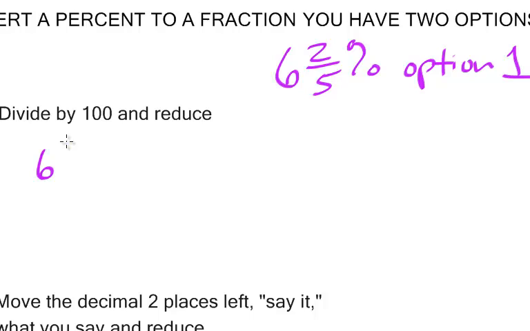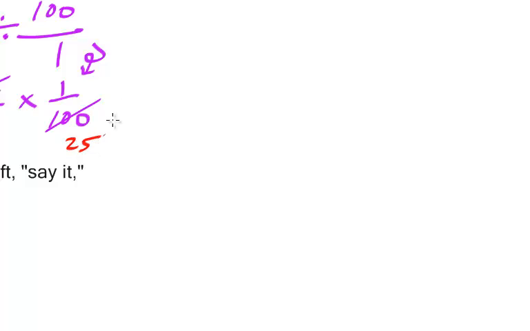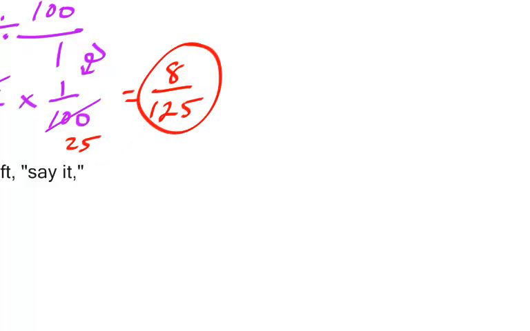So we got 6 2/5%. And what you would do is convert this to an improper fraction. So 5 times 6 plus 2 is 32 fifths. And then you would divide this by 100, which is the same as 32 over 5 times, and you would flip this over to 1 over 100. And then you would cancel, by the number 4. This would be 8, and 4 goes into that 25 times. So this would work out multiplying straight across to 8 over 125. And that's the most reduced form of this.